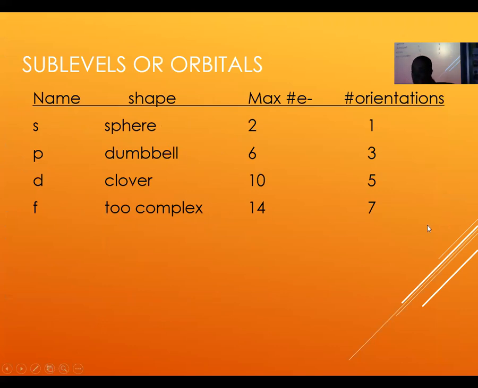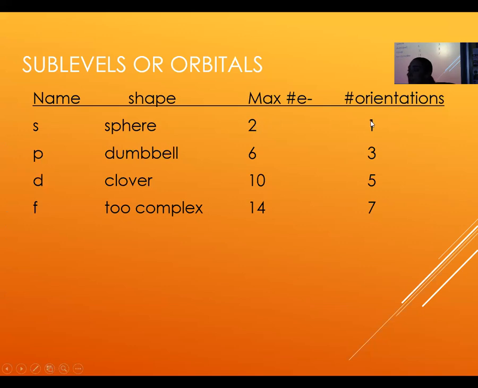This is a really great chart. Go back to this chart whenever you're going to take your test, because it has all the information in one place. It has the name of the orbital, S, P, D, and F. It has the shape that that orbital makes: the sphere, the dumbbell, the clover, and the complex one. It has the number of maximum electrons that it can hold.